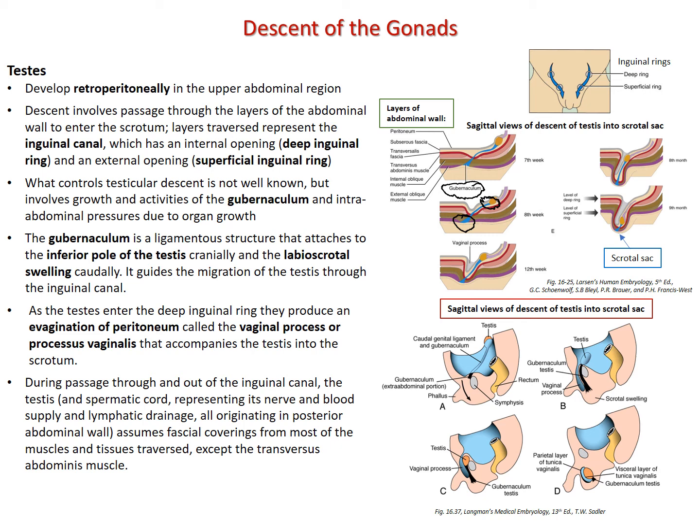It guides the migration of the testis through the inguinal canal. As the testes enter the deep inguinal ring, they produce an evagination of peritoneum called the vaginal process or processus vaginalis that accompanies the testis into the scrotum. During passage through and out of the inguinal canal, the testis carries with it its spermatic cord, which represents its nerve and blood supply and lymphatic drainage. These all originate from the posterior abdominal wall. In addition, the testis and spermatic cord assume fascial coverings for most of the muscles and tissues traversed, except the transversus abdominis muscle.